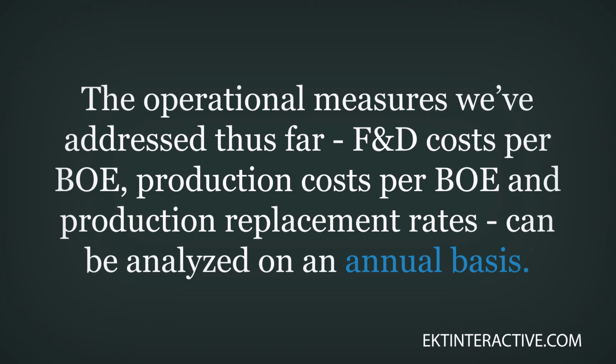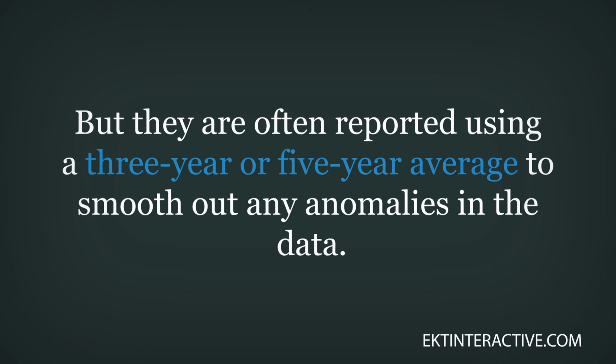The operational measures we've addressed thus far, F&D cost per BOE, production cost per BOE, and the production replacement rates, can be analyzed on an annual basis. But they are often reported using a 3-year or 5-year average to smooth out any anomalies in the data.